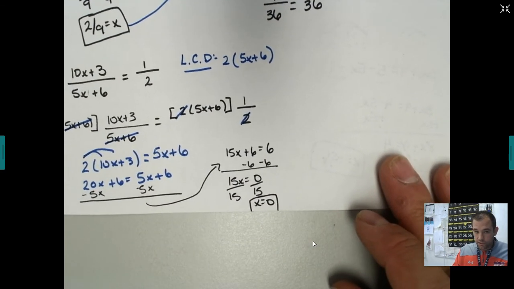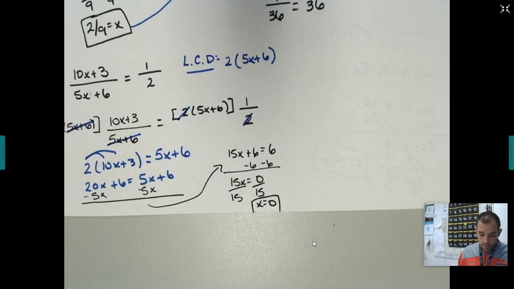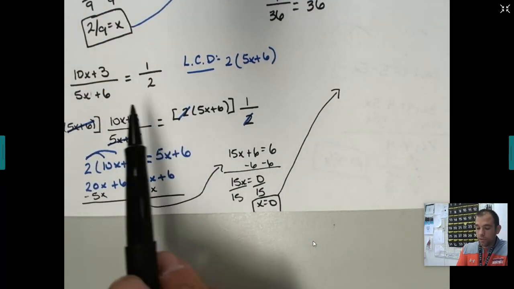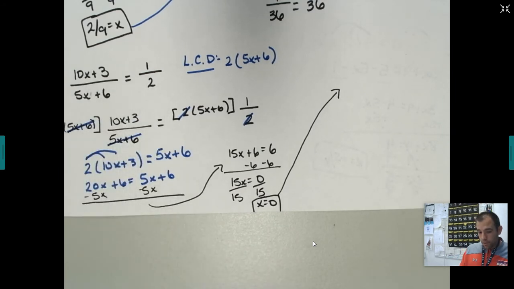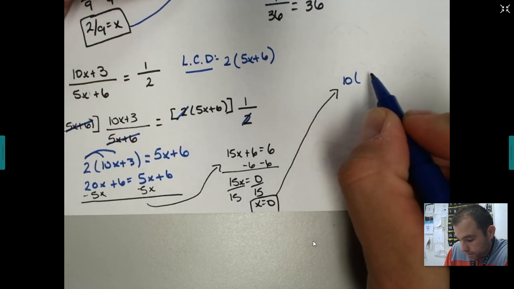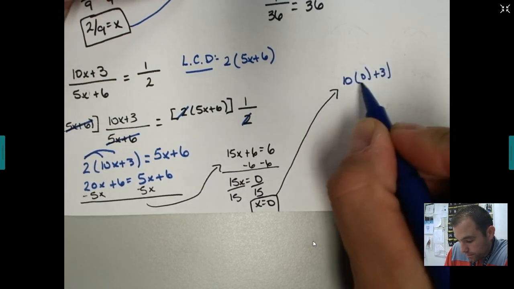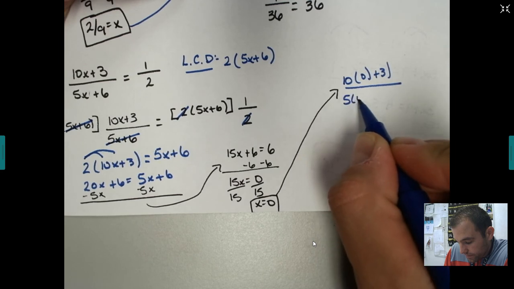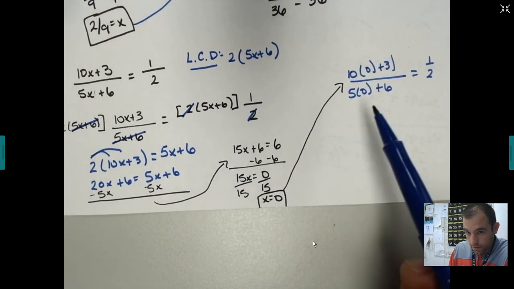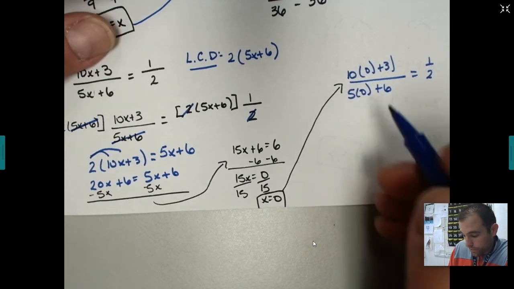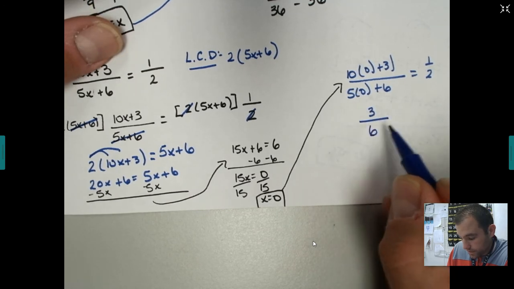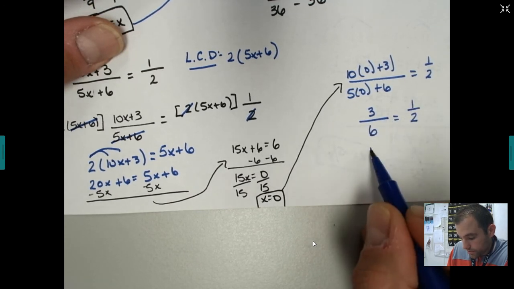Just because I got an answer doesn't mean that answer is right. Okay? So now I have to check it. I have to take this 0 and I'm going to plug it back into my original problem, the one we started with, to see if it works. So 10 times 0 plus 3 over 5 times 0 plus 6 equals 1/2. 10 times 0 is 0. 0 plus 3 is 3. 5 times 0 is 0. 0 plus 6 is 6. 3 over 6 reduces to 1/2.